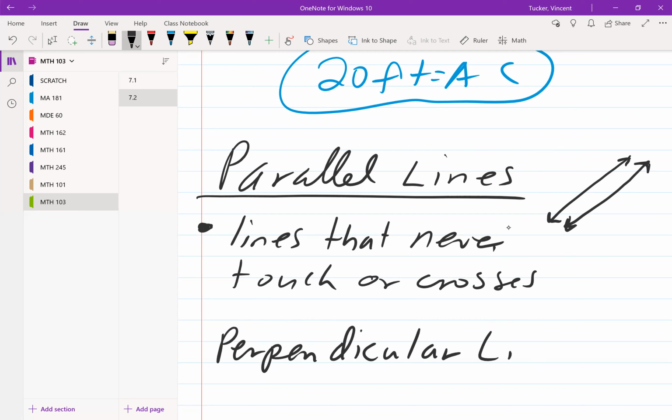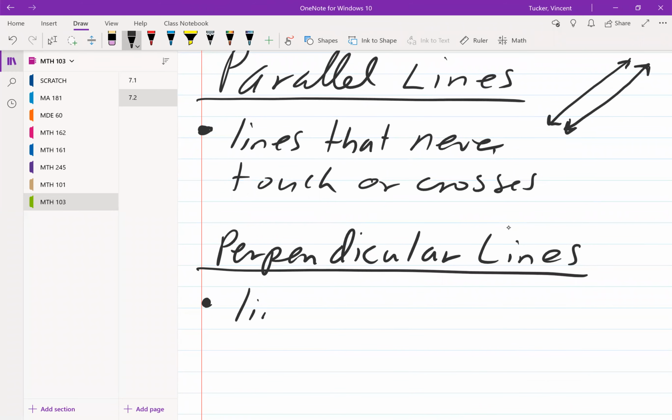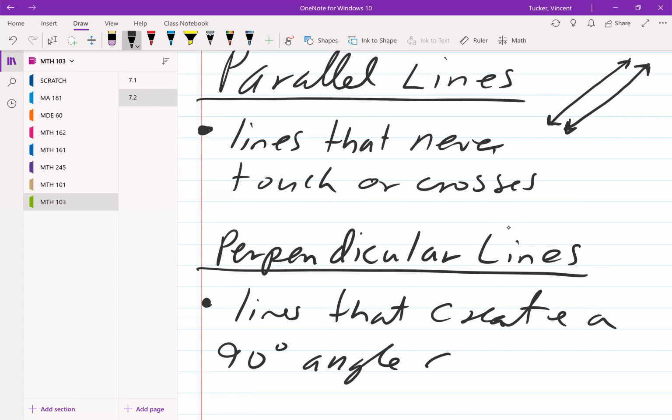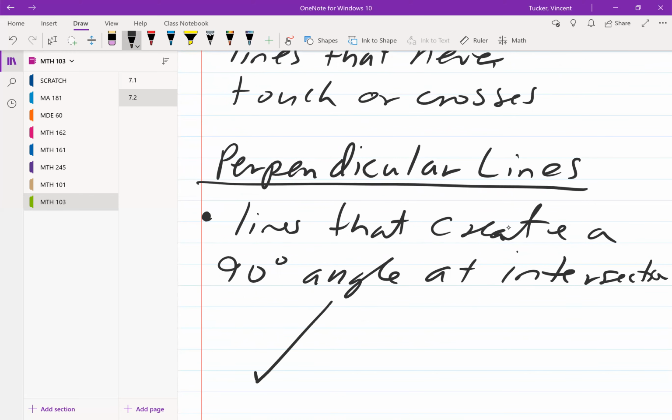And looking at perpendicular lines. Try to squeeze that in there. So parallel lines are lines that never cross or touch. Perpendicular lines are lines that create a 90 degree angle at their intersection. All right. So you always have to see that square.